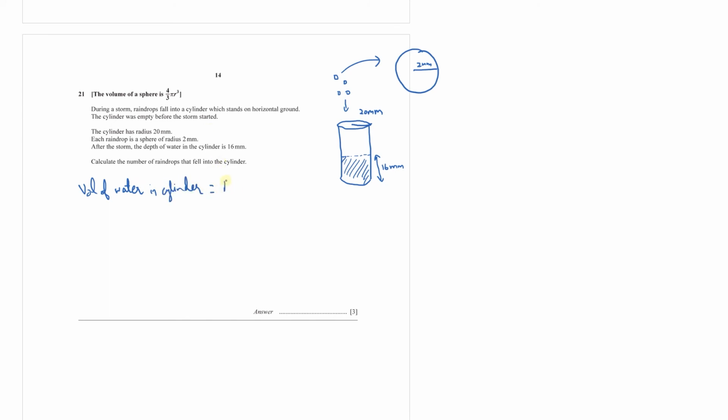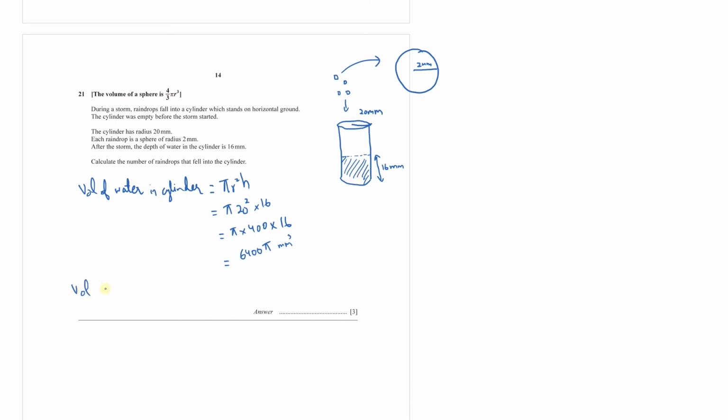So let's say volume of water in cylinder equals pi r squared h. r squared would be 20 squared. I can leave it in terms of pi to make the calculation easier, and then this is 16. So this is pi into 400 into 16, which is basically 16 times 4: 6 fours are 24, 2 carry, 4 ones are 4, 64. So this will give me 6400 pi millimeter cube. So this is the volume of water in the cylinder here.